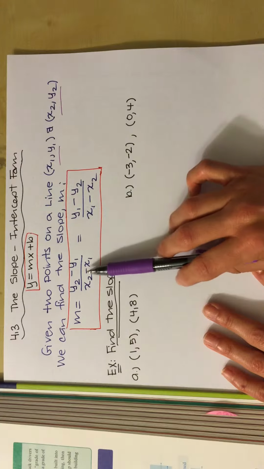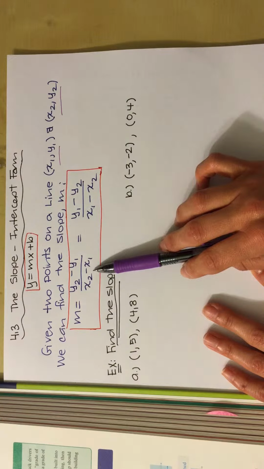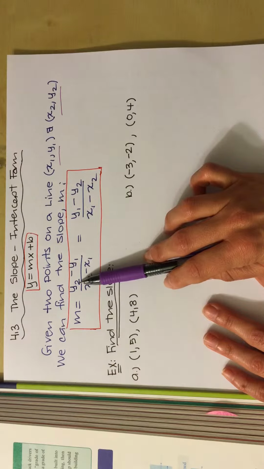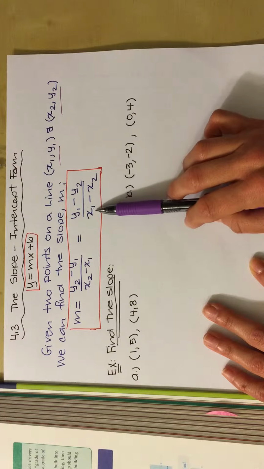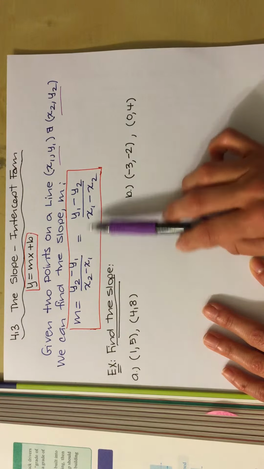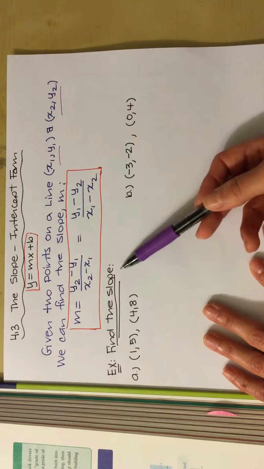What you do is you find the difference in the y's and divide by the difference in the x coordinates. You can start with y2 and x2, or I could start with y1 and x1. It doesn't matter which one you use, you will get the same answer. Let's look at 2 examples, and we want to find the slope.